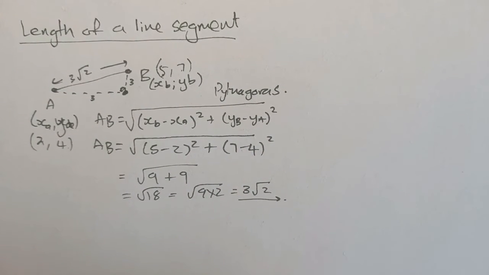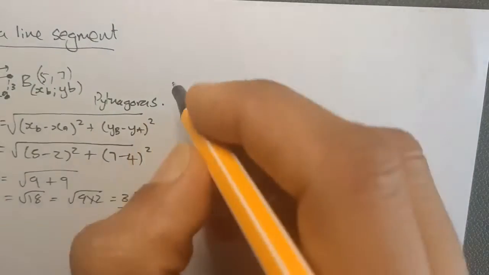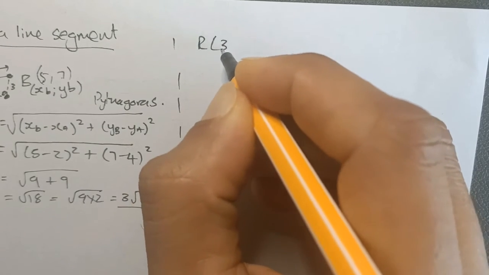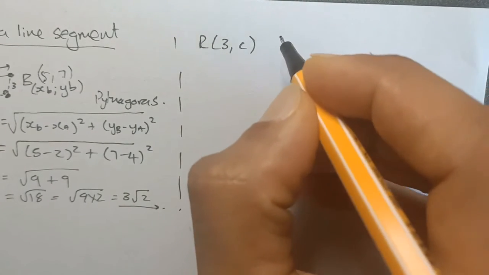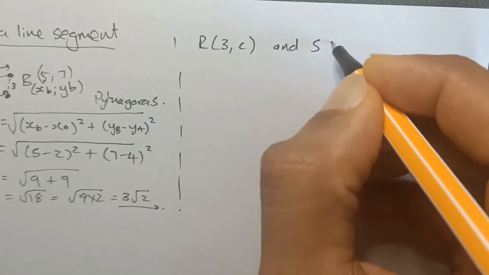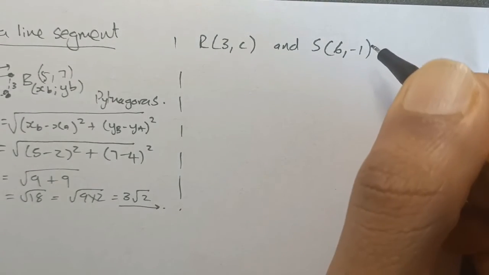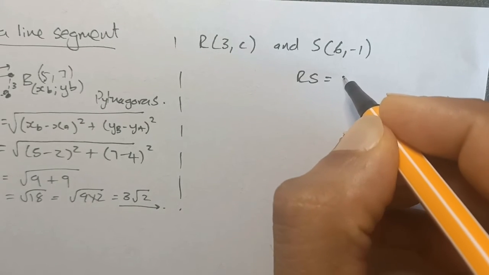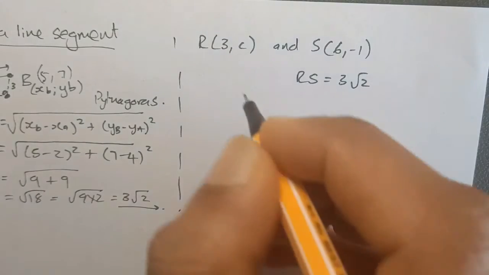Alright, let's look at an example now. Let's suppose I give you 2 points. The first point is R (3, C), with some unknown value C, and the second is S (6, -1). You are told that RS is equal to 3 root 2. Find C.